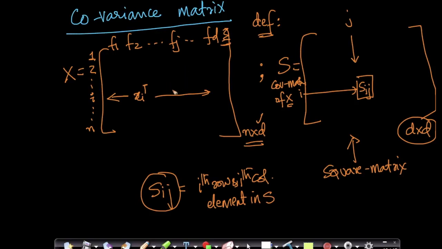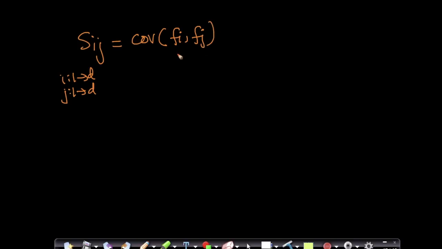So this is how I'll represent it, and we will come to it again anyway. Now let me define what Sij is. I can go from 1 to D and J can also go from 1 to D, because S is a square matrix of size D cross D. Sij is nothing but the covariance of feature i and feature j.